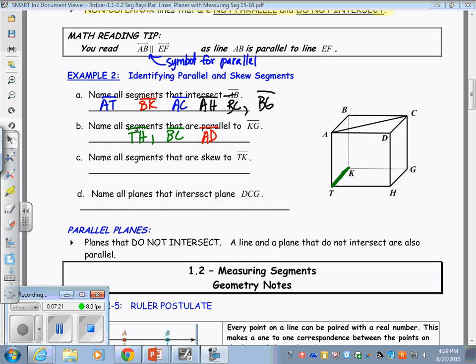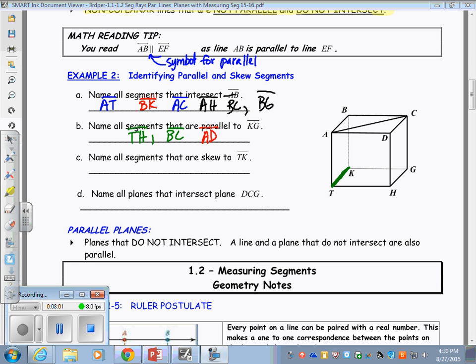For it to be skew, we will need to not be on the same plane. So it cannot be on this bottom plane, and it cannot be on this side plane, and it cannot be parallel, and it cannot intersect. The key to this is to think of the direction that TK is going, and I want to pick a line segment that is not on that plane, but is going in a different, opposite direction. I look at this as horizontal, kind of coming out to you. So the opposite of horizontal would be vertical. So to get a skew line to TK, I want a line that would be vertical to TK.